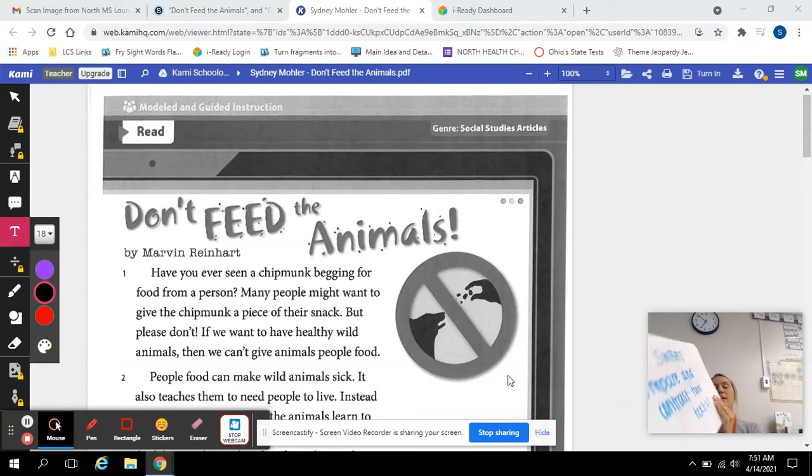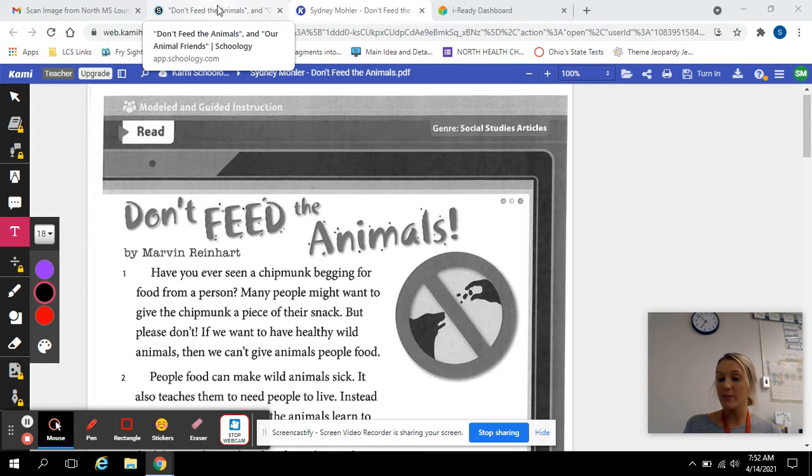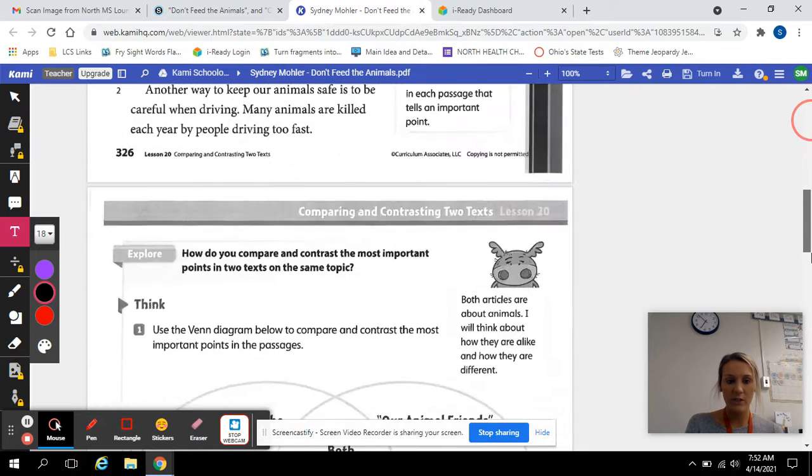All right, our SWBAT for today: students will be able to compare and contrast two texts. After reading, comparing means telling what was the same, what was similar, what was alike, and contrasting means telling what was different. When we compare and contrast, we use a Venn diagram, and it's actually on your worksheet for today.